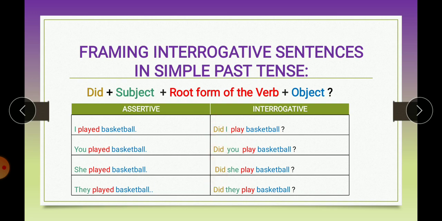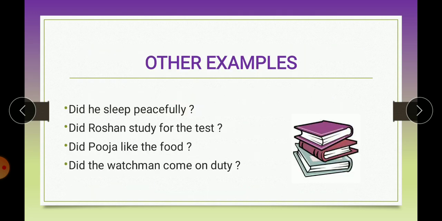So जब भी हम sentences में did का use करते हैं, we are using the first form of the verb. You played basketball. Did you play basketball? She played basketball. Did she play basketball? They played basketball. Did they play basketball? Right? And as they are interrogative sentences, they are having a question mark. You can see in every sentence there is a question mark. Some more examples. Did he sleep peacefully? Did Roshan study for the test? Did Pooja like the food? Did the watchman come on duty?